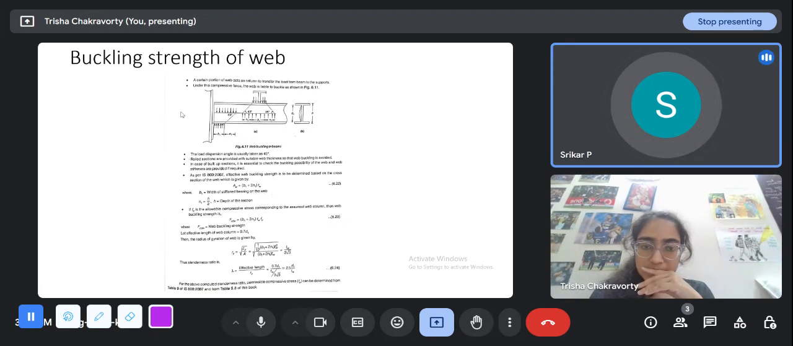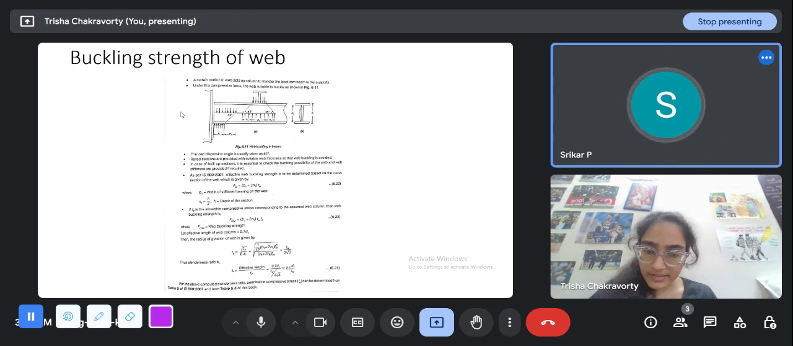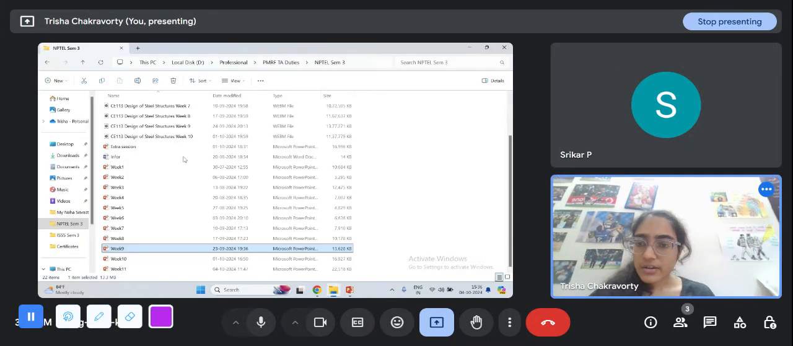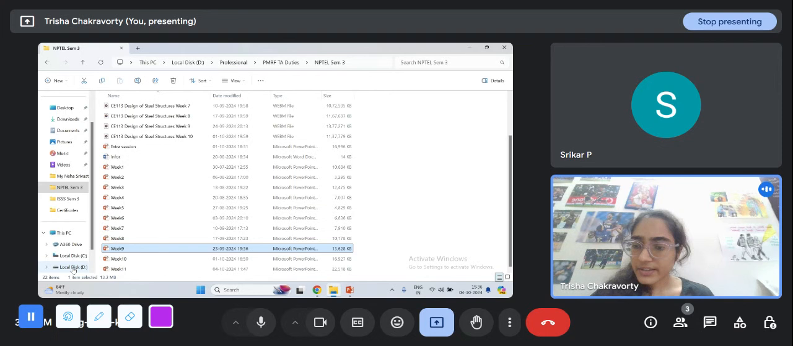So this 0.7D is from the code, right? It should be in the code. I didn't check, so I was asking. It has to be in the code, because all design is based on it. Will I check? One second.